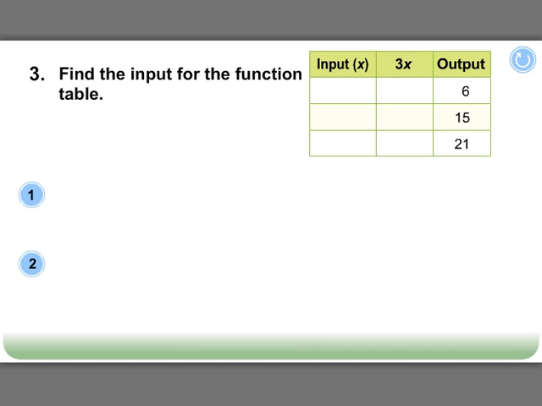Now, this one, find the input for the function table. Okay, so now we're kind of doing the opposite. We have the answer and we know the equation. We just got to figure out how to get there. So what we're looking at is the answer is 6, so 3x equals 6. So 3 times something equals 6. 3 times what equals 6? That's what it's asking us.